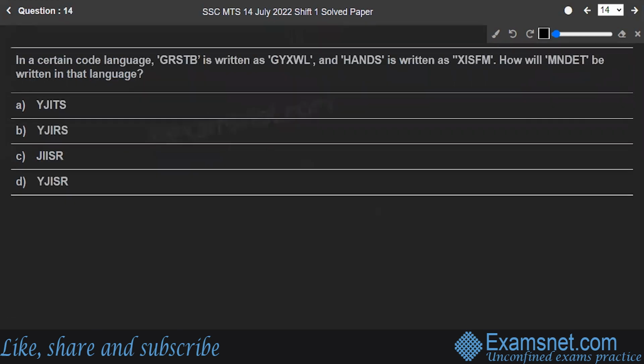Hope you're clear. Next is question number 14. In a certain code language, GRSTB is written as this. HANDS is written as this. How will MNDET be written in the same language? Again, you have to use the same alphabetical place value table. I hope you have that table with you. I already told you, because we'll be using this table in multiple questions. Otherwise, you can rewind the video and note it down if you have not done it yet.